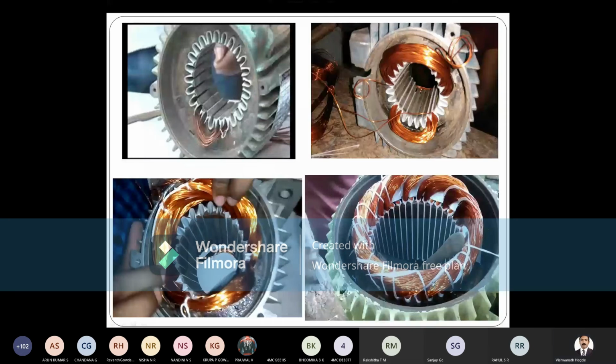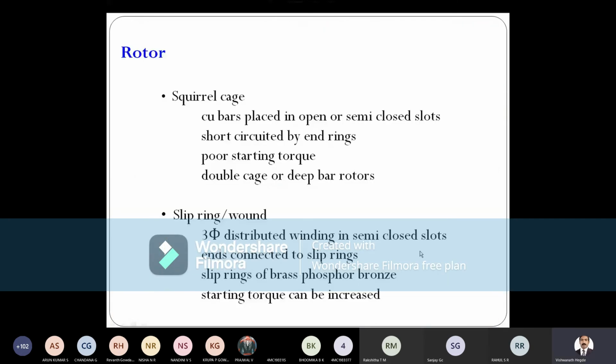whereas in a squirrel cage rotor, only bars are placed. So a three-phase distributed winding will be placed in semi-closed or open slots. When it is a three-phase winding, each phase will have one coil, that means two ends for each phase. They have to be properly connected, similar to transformers, either in star or delta.